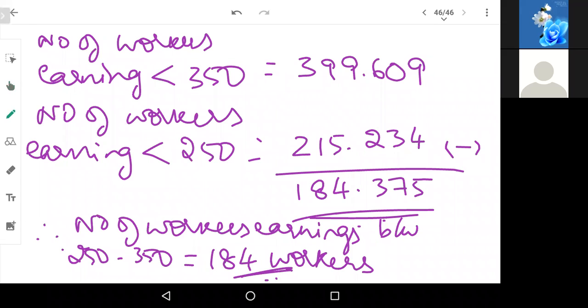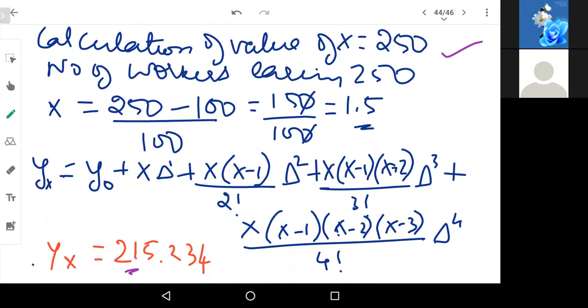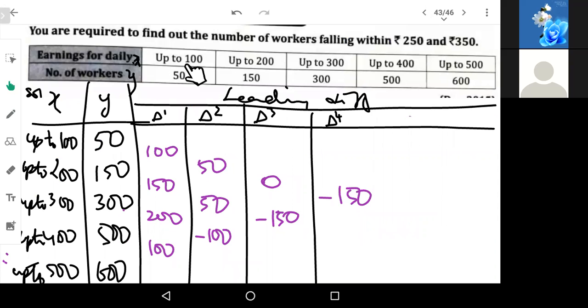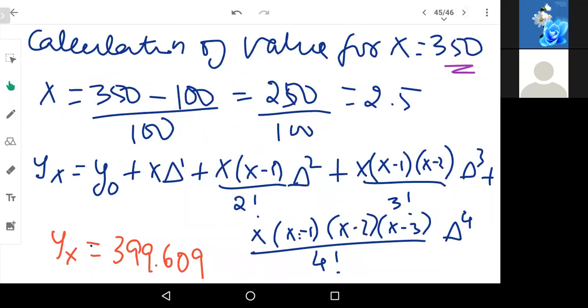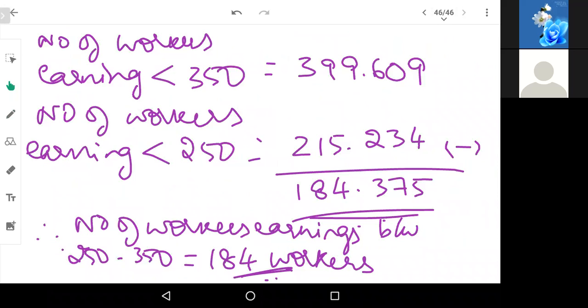So whenever the question says "up to" and the question says 250 and 350, then you have to solve it separately. For 250 solve it separately, for 350 solve it separately, then subtract both the values. 350 minus 250 will give you the number of workers between the required asked value. Did you all understand? Is it clear?